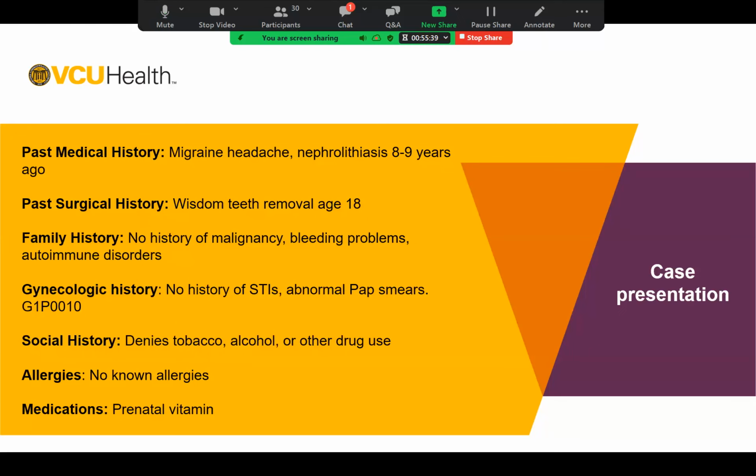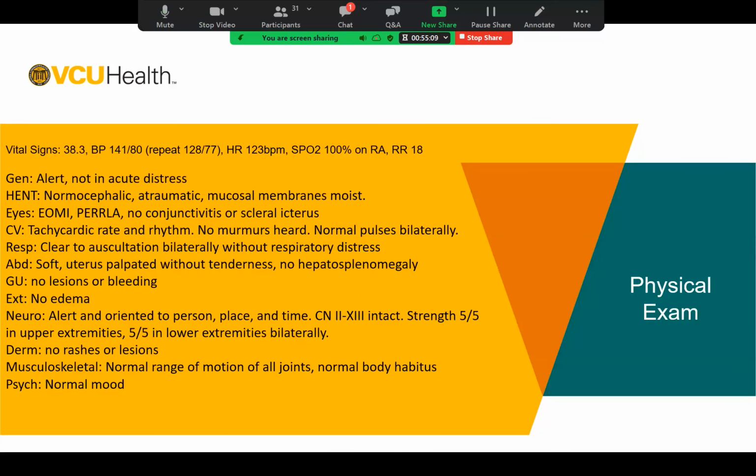For her medical history, she has a history of migraine headaches as well as a kidney stone 8 to 9 years ago. Her past surgical history included wisdom teeth removal at the age of 18. She has no family history of malignancy, bleeding problems, or autoimmune disorders. And her gynecologic history had no prior STIs, normal PAPs, and she was G1P0010. She had a social history that was unremarkable, denies any tobacco, alcohol, or drug use, no allergies, and only medication is prenatal vitamins.